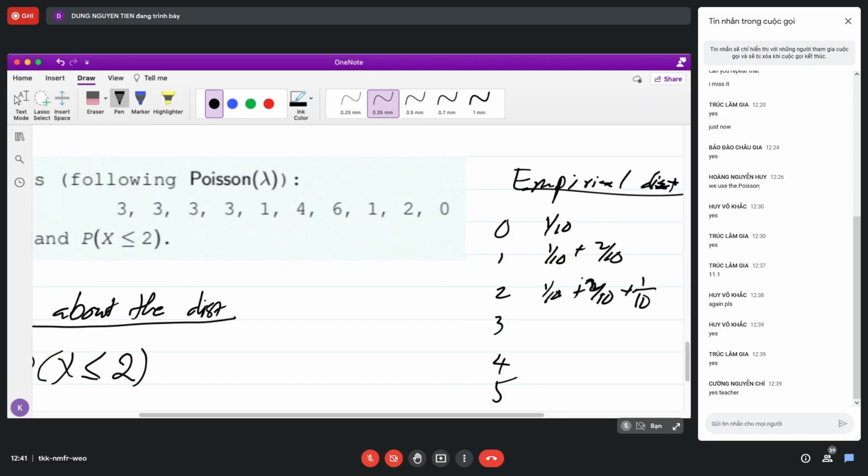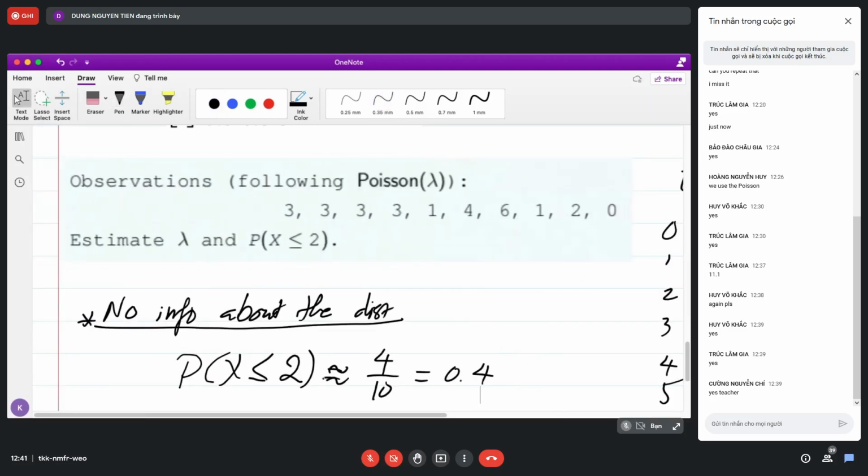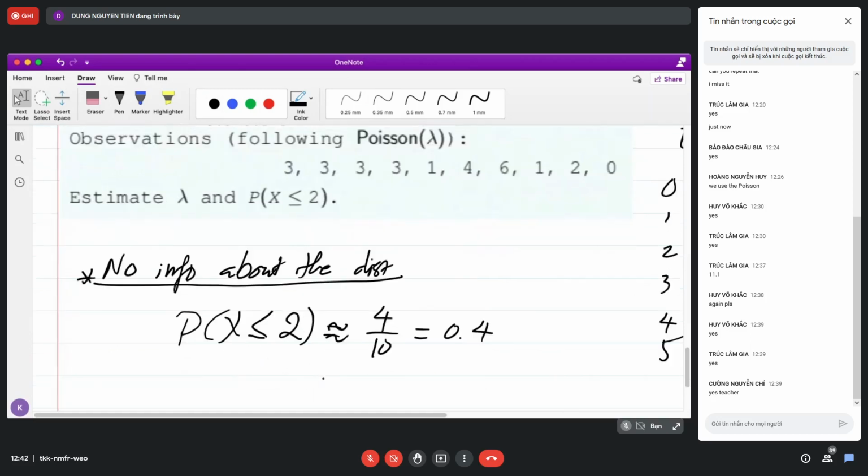And then obviously, the probability that x is less than or equal to 2 is simply 4/10, and you get 40%. Okay, if you have no information about the distribution, you just use the empirical distribution. That's it. However, if you know that the observations follow a Poisson distribution with an unknown parameter lambda, can you get some better approximation? Can you approximate this probability? Can you think about that for a minute?